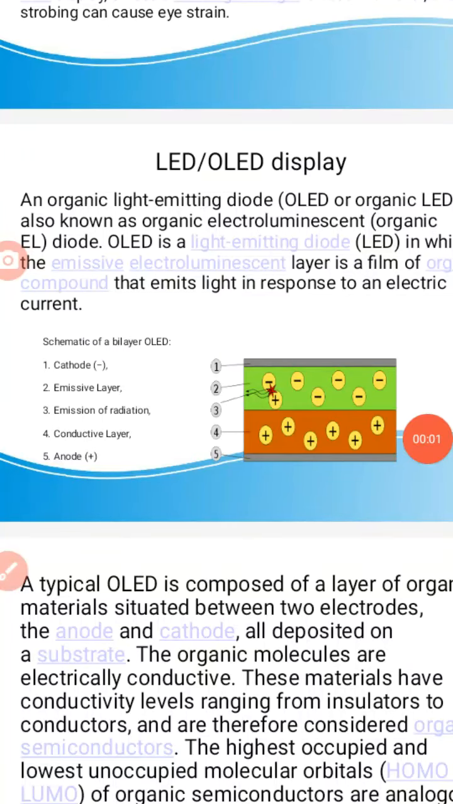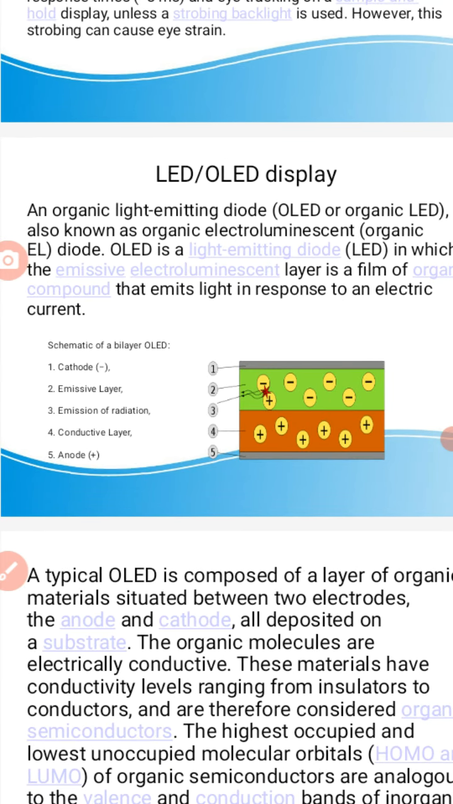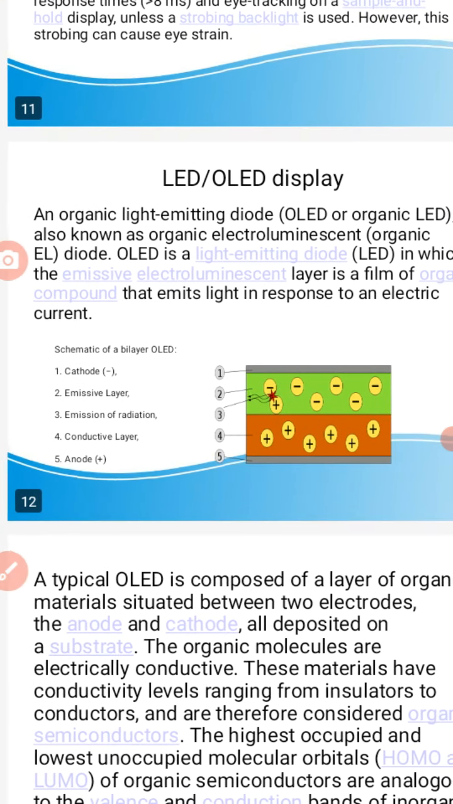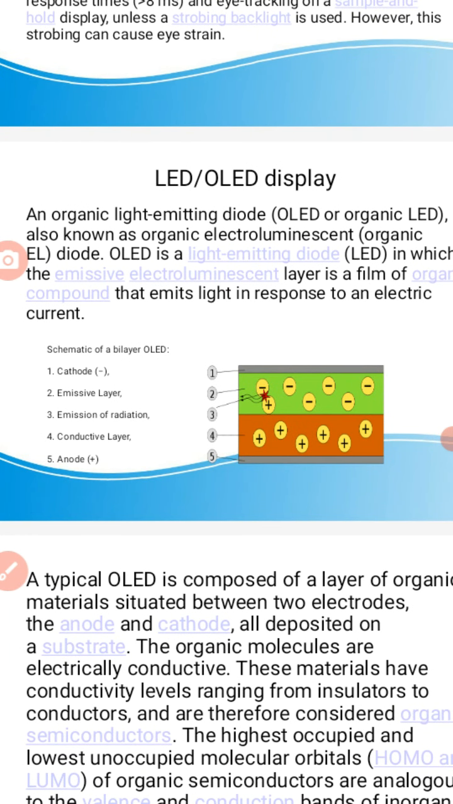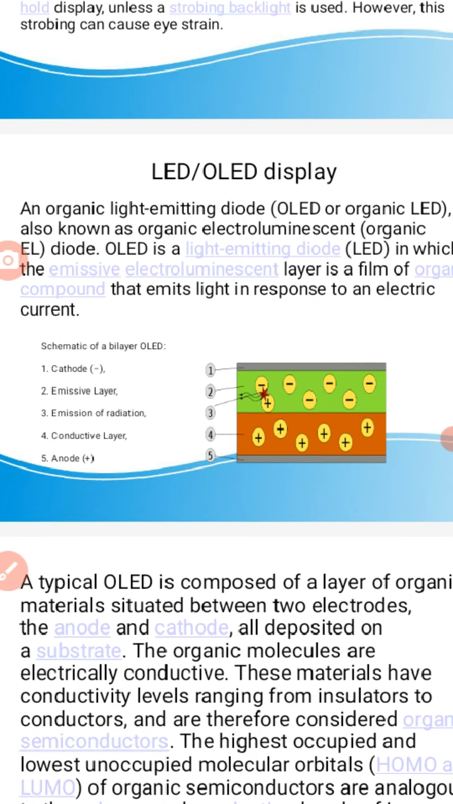Good morning, students. Today we are going to start with LED or OLED displays. An organic light emitting diode, OLED, also known as an organic electroluminescent diode, is a light emitting diode in which the emissive electroluminescent layer is a film of organic compound that emits light in response to an electric current.